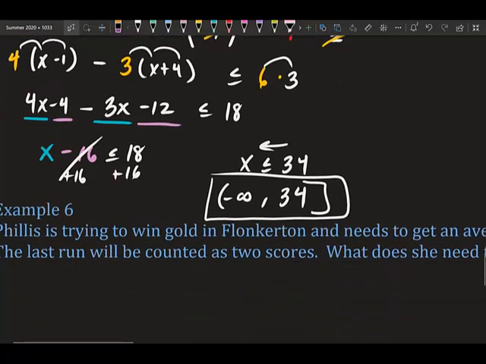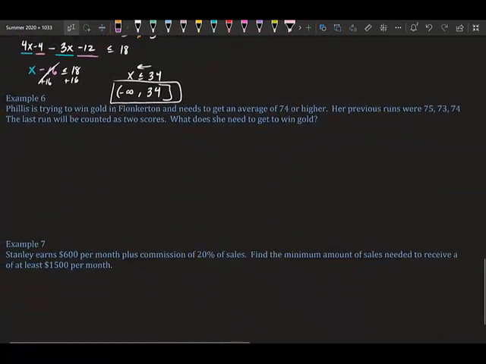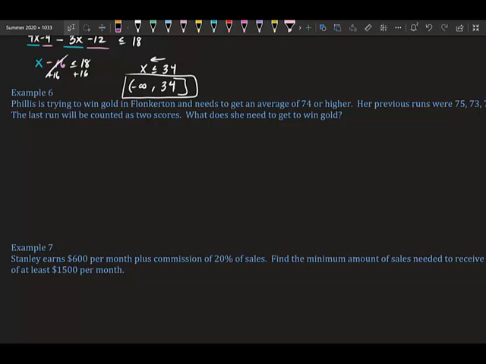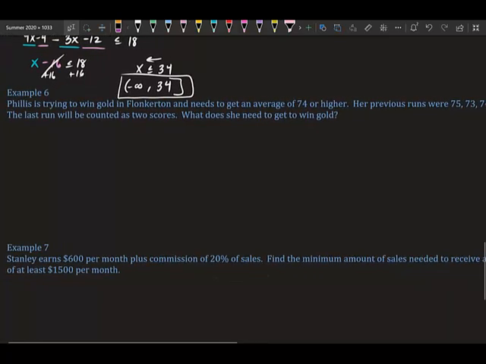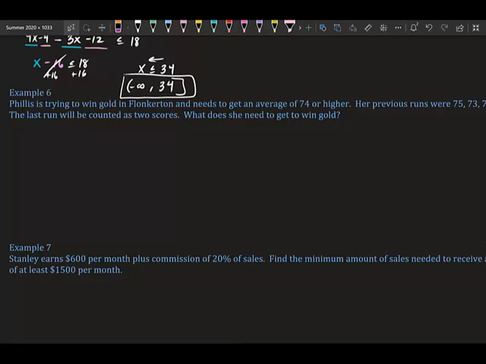Example 6. Phyllis is trying to win gold in Flunkerton and needs to get an average of 74 or higher. Her previous runs were 75, 73, 74, and 66. The last run will be counted as 2 scores. What does she need to get to win gold?